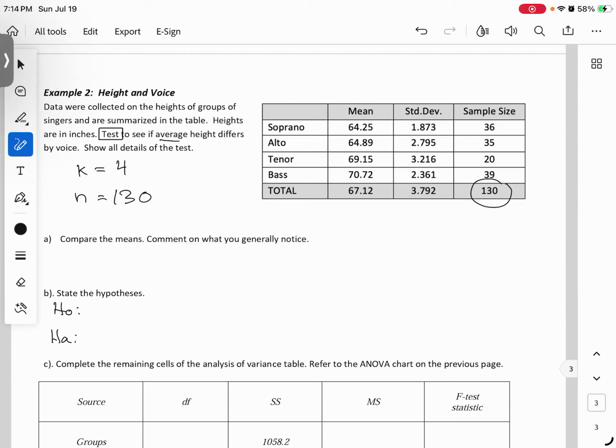So let's go ahead and put just something real straightforward. The means differ with tenor/bass being taller.